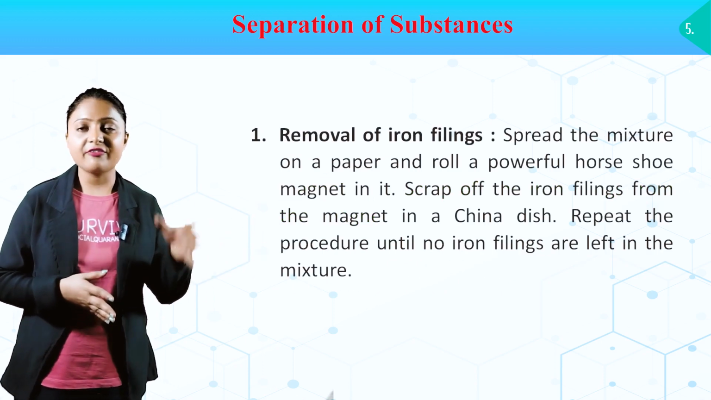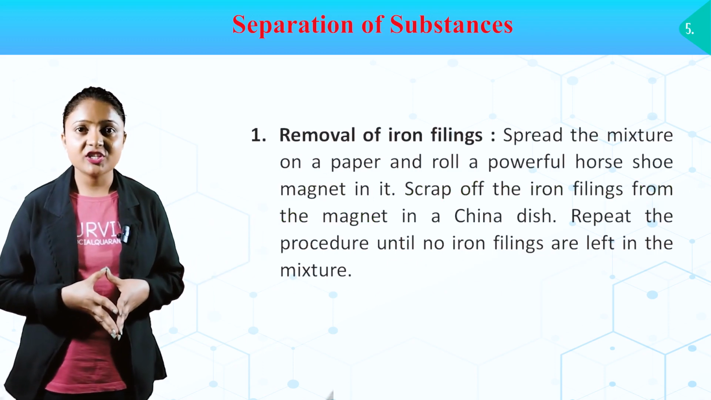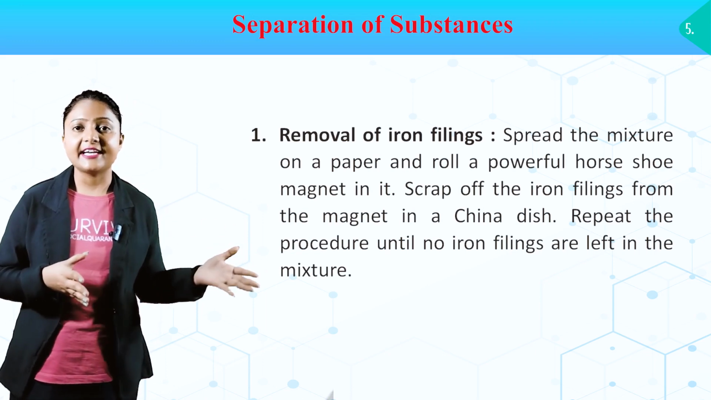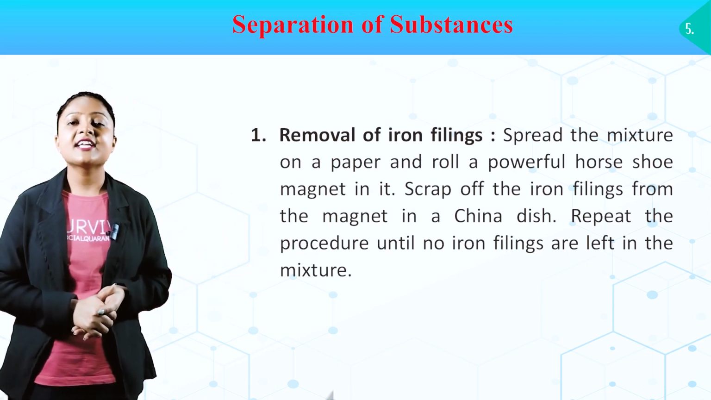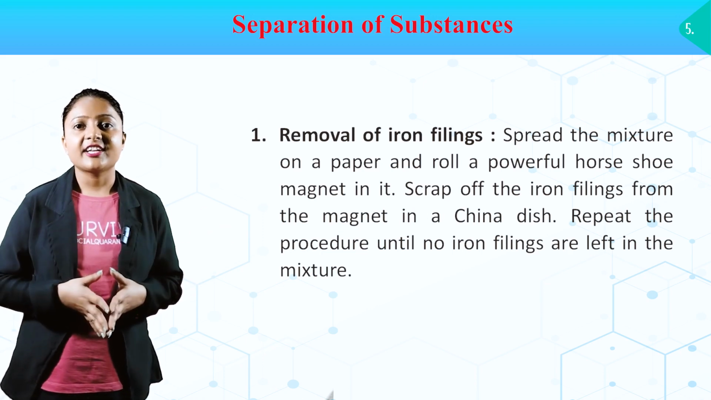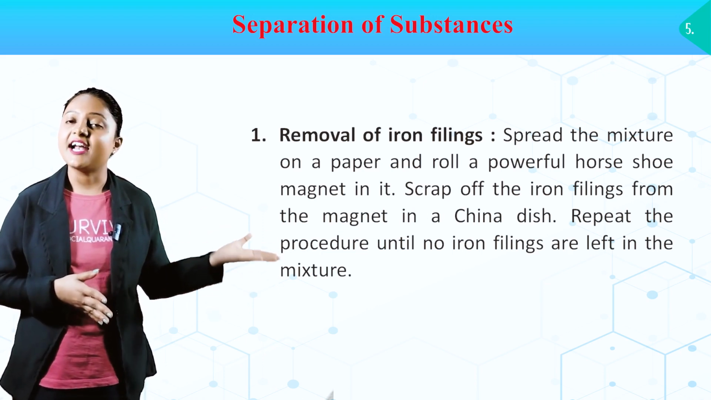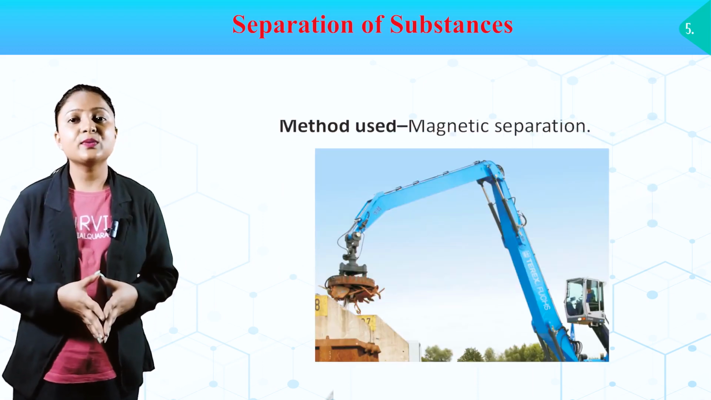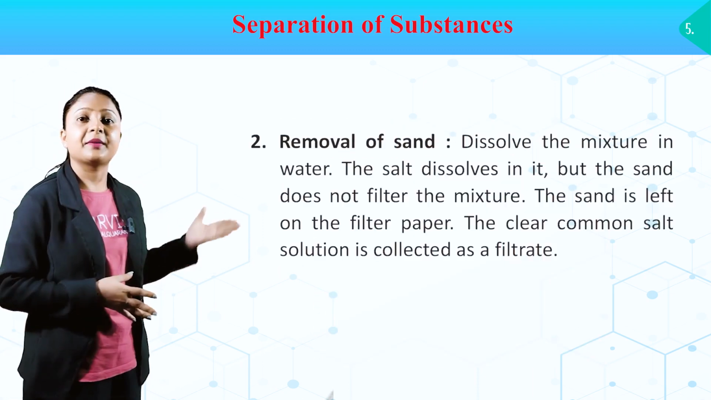First, removal of iron filings. Spread the mixture on a paper and roll a powerful horseshoe magnet in it. Scrape off the iron filings from the magnet into a china dish. Repeat the procedure until no iron filings are left in the mixture. Method used: magnetic separation.